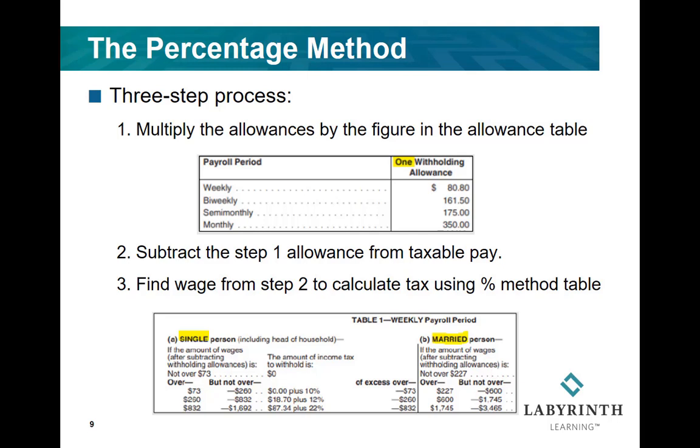as per the table. For example, we see the range $260 to $832. And it says $18.70 plus 12% of excess over $260. In other words, the calculation is to first take the wage or the taxable pay that's calculated minus $260, times 12%, and then add $18.70 and you arrive at the amount of income tax withholding.